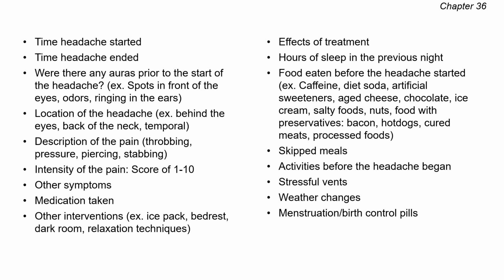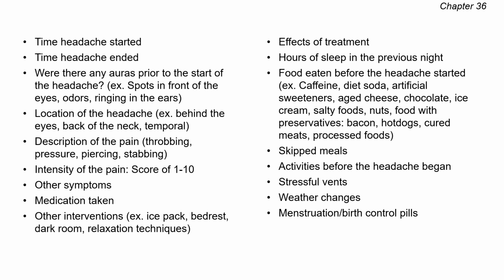How do you sleep at night? How many hours? Did you eat something before the headache started that could have triggered it? Because we know that some artificial sweeteners can actually cause headaches or migraines. Aged cheese, chocolate, ice cream, salty foods, nuts, certain foods that have a lot of preservatives like bacon, hot dogs, processed foods. All of these things could be triggers. It's really important to find out what the trigger is so the patient can avoid those items. Sometimes if you skip a meal, that can trigger it, a stressful event, weather changes, menstruation, or if the patient is on birth control pills.